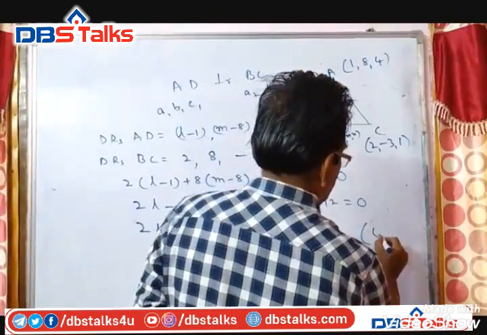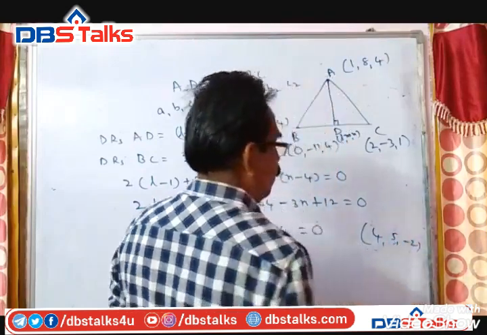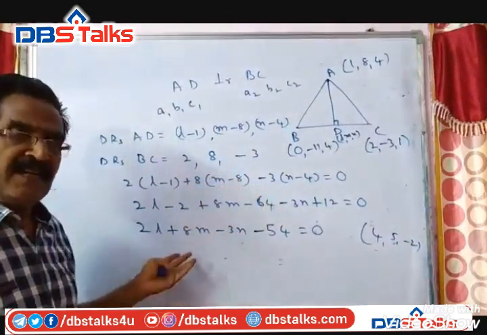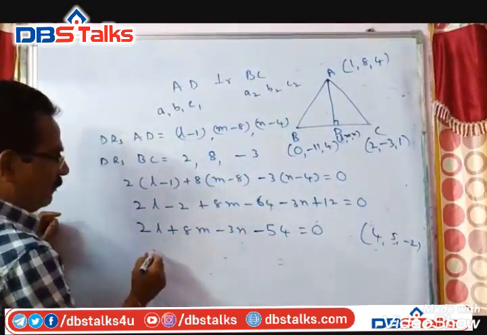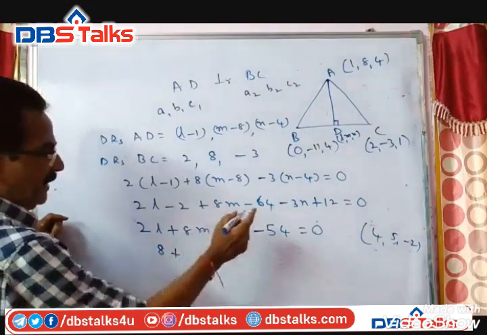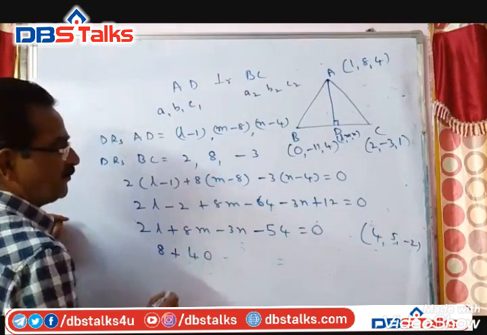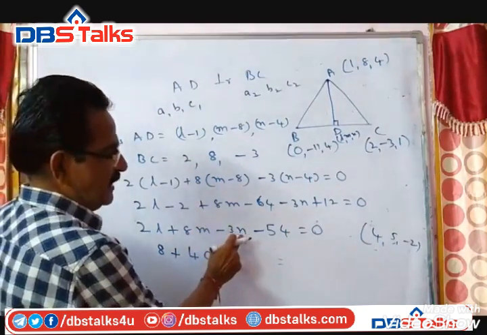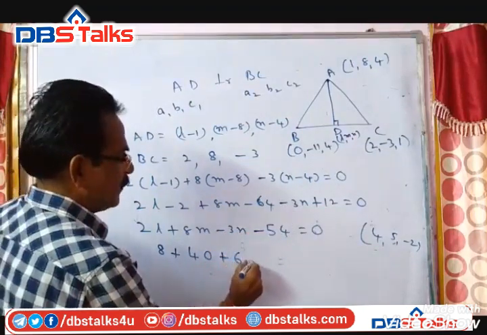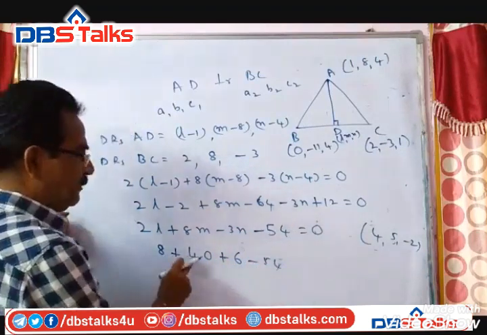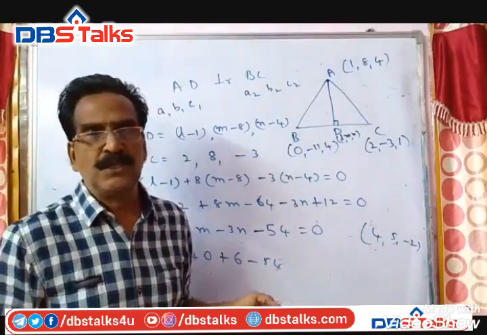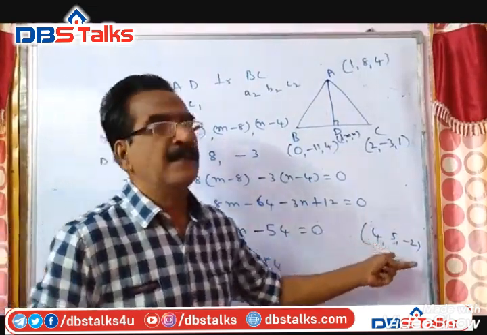See, this is the option, friends: 4, 5, minus 2. This option will satisfy. Let us check. 2 into 4, 8, plus 8 into 5, 40, minus 3 into minus 2, plus 6, minus 54. So 8 plus 40, 48, plus 6, 54. 54 minus 54 is equal to 0. So this option will satisfy.